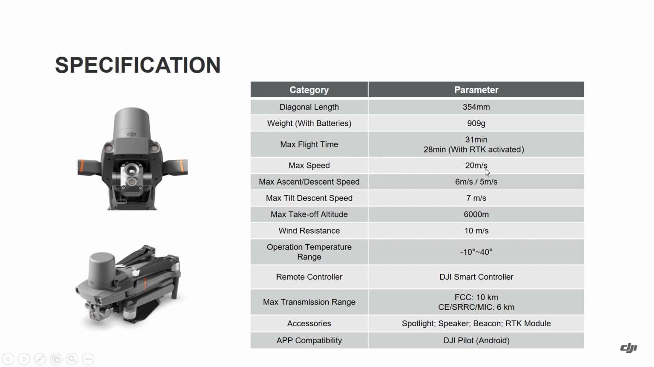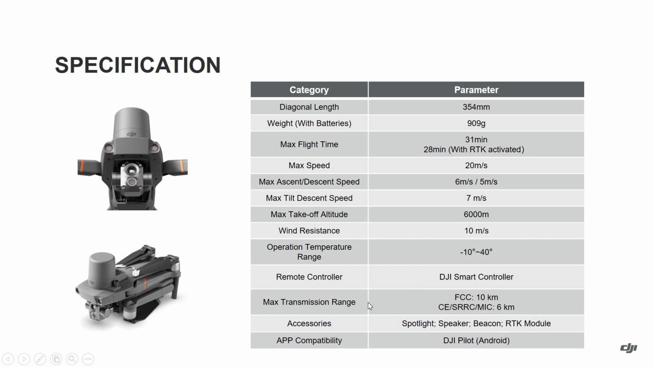The maximum speed is 20 meters per second, and as I mentioned, we have increased both the maximum ascent and descent speed and also the tilt descent is available. The maximum takeoff altitude is 6,000 meters with a wind resistance of 10 meters per second, and the operating temperature range is from -10 degrees to 40 degrees Celsius. So for the remote controller part, for this model, we offer only the DJI Smart Controller within the standard package.